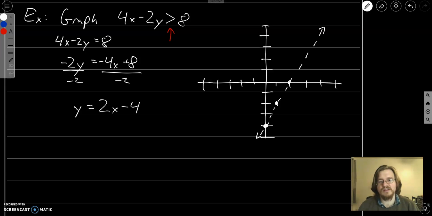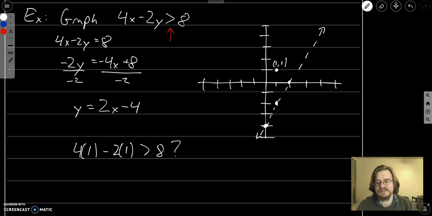Well, let's just pick a point somewhere. So right here, this seems like a good point. That's the point 1, 1. This is not on my line, and it's on one half or the other. So let's plug 1, 1 into my original equation here. So if I plug a 1 in for x and a 1 in for y, is this still true? If I plug a 1 in for x, I get 4 minus 2. Well, that's 2. So the question is, is 2 greater than 8?